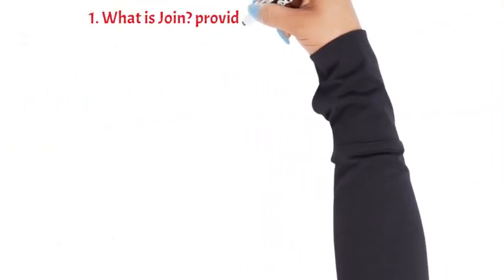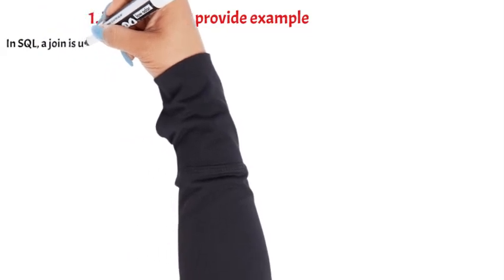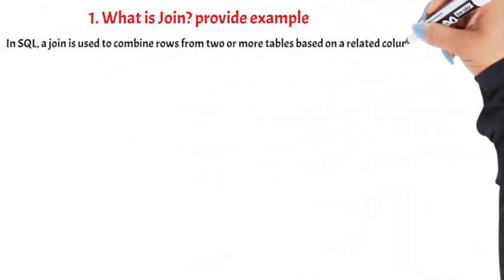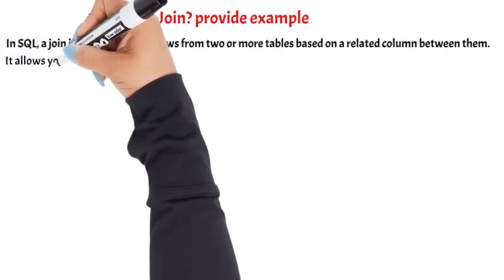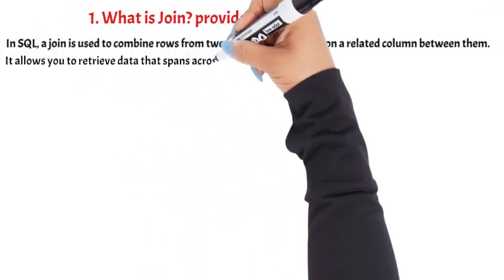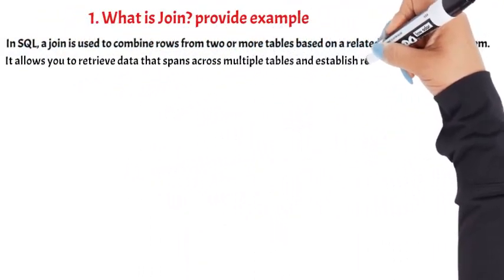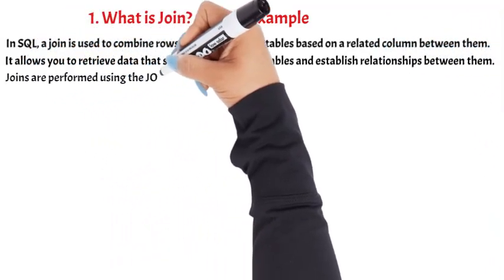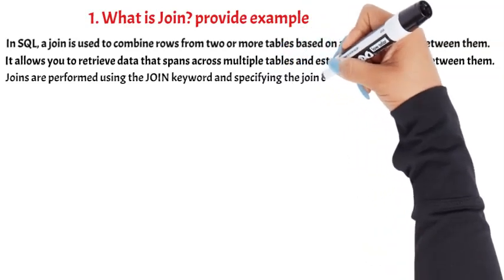1. What is join? Provide example. In SQL, a join is used to combine rows from two or more tables based on a related column between them. It allows you to retrieve data that spans across multiple tables and establish relationships between them. Joins are performed using the join keyword and specifying the join condition.